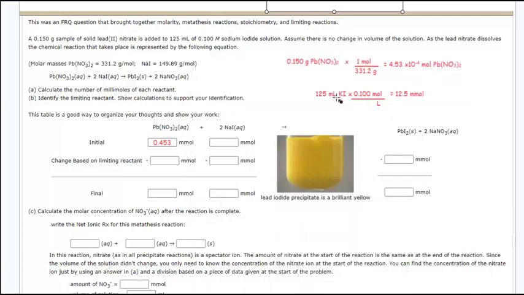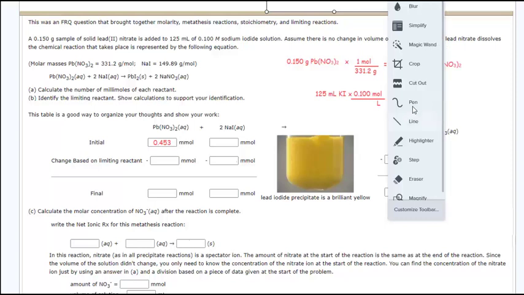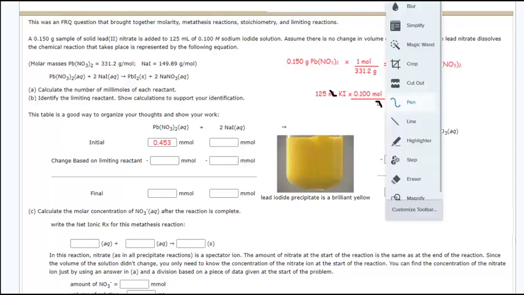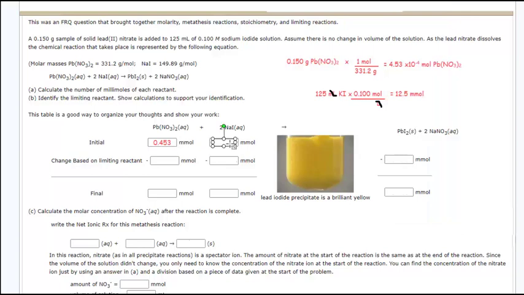Now, I multiplied the milliliters times moles per liter. Let me just grab a little pen here. And the liters will cancel out. And you're left with millimoles. That's exactly what we want. And that's nice because we can put that 12.5 millimoles right here underneath the sodium iodide. Now we've identified it. And again, if I have to go back in terms of saying something's wrong, this will help me. And you want to help yourself as much as you want to prove that you've done this work.